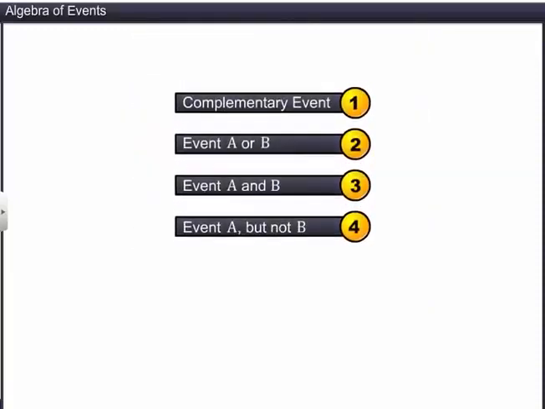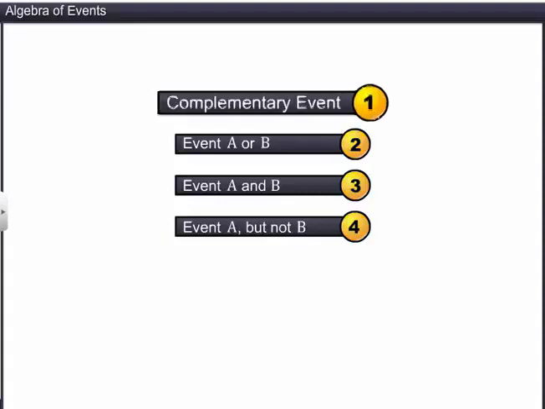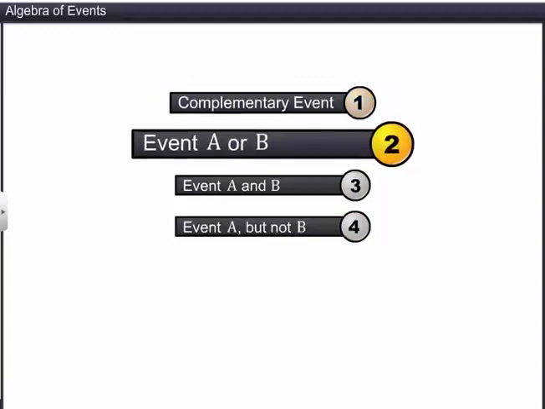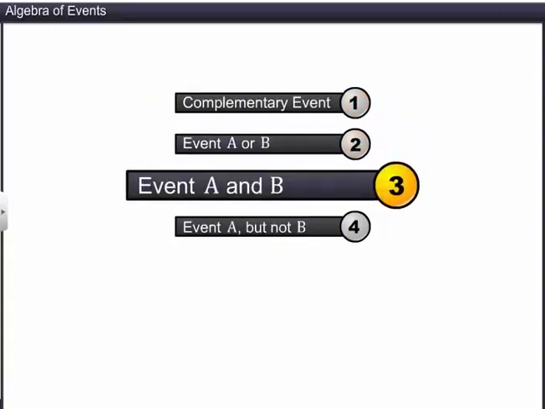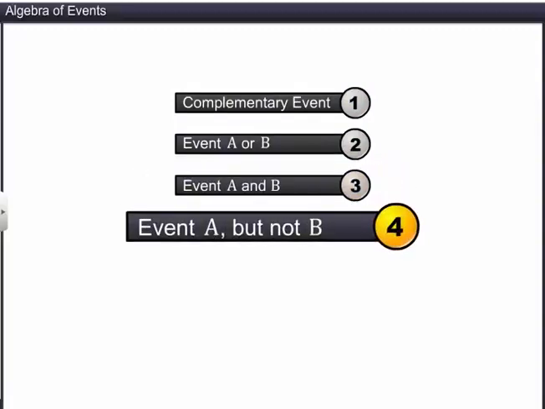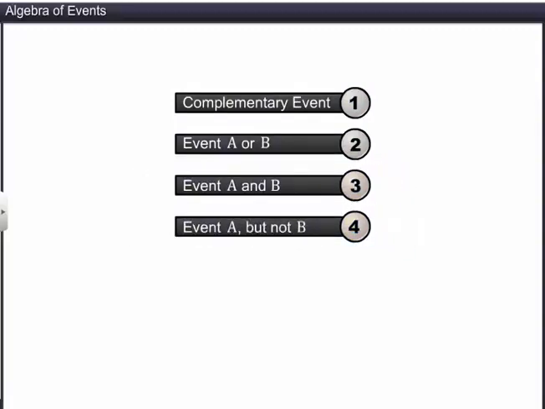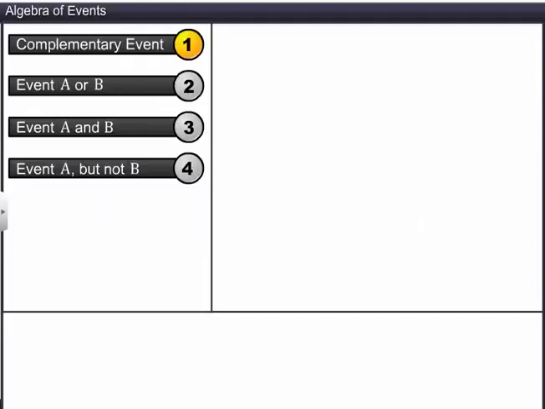Let's consider a sample space S and two events of S, A and B. The basic algebra of events includes complementary event, event A or B, event A and B, and event A but not B. Let's begin with complementary events.